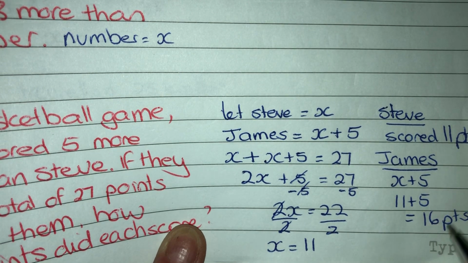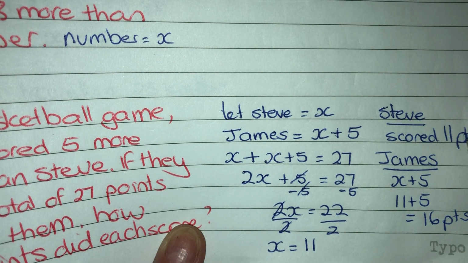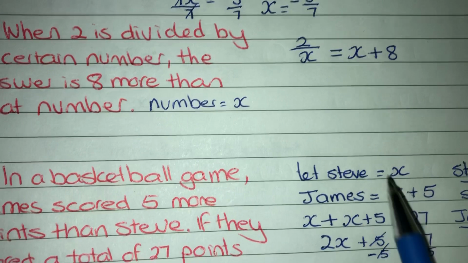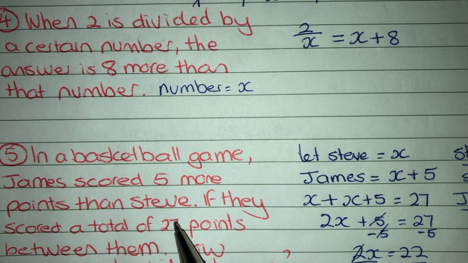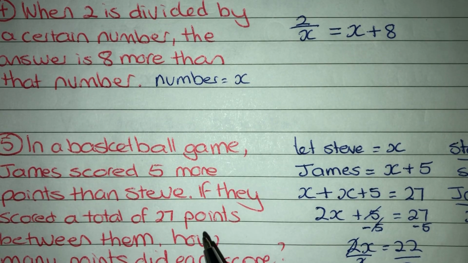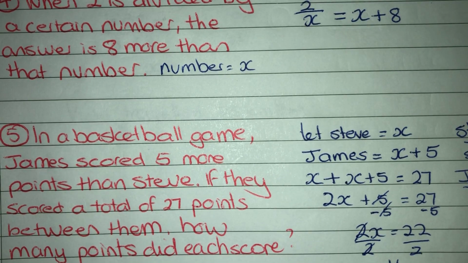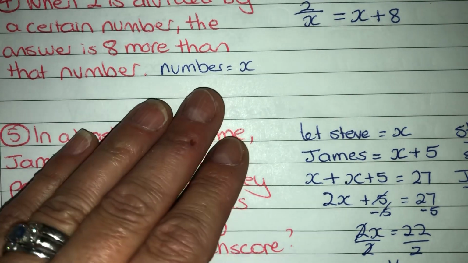Have a think about how you can check if they're right. We think Steve did 11 and James did 16, and we know that altogether they scored 27. So 11 plus 16 is in fact 27. So it probably means you're right.